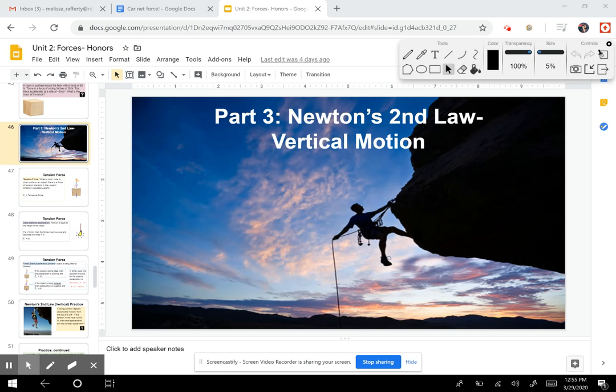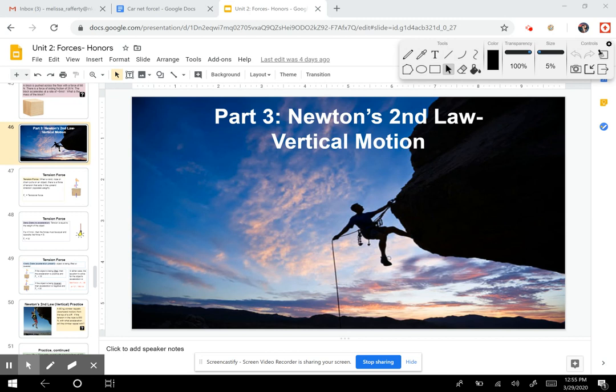Hi everyone. Today's focus is going to be on Newton's second law in the vertical motion. That's part 3 of the notes. So already we've done Newton's second law in the horizontal motion. The equation for Newton's second law is net force equals ma. So it's the same equation that we're using. We're just looking at vertical forces this time instead of horizontal.